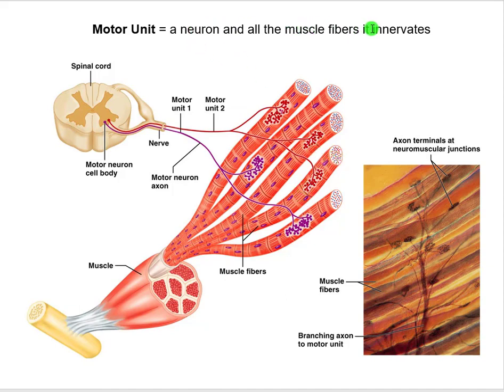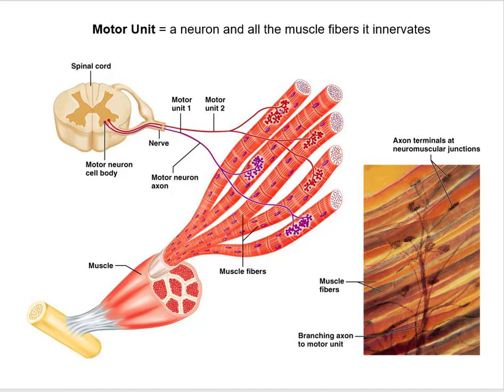So a motor unit is a neuron and all the muscle fibers it innervates. What do we see here? We see two separate motor units, right? In this slide, they've labeled them motor unit number 1 and motor unit number 2. Now, if I were to ask you which motor unit is bigger, which is the larger motor unit?